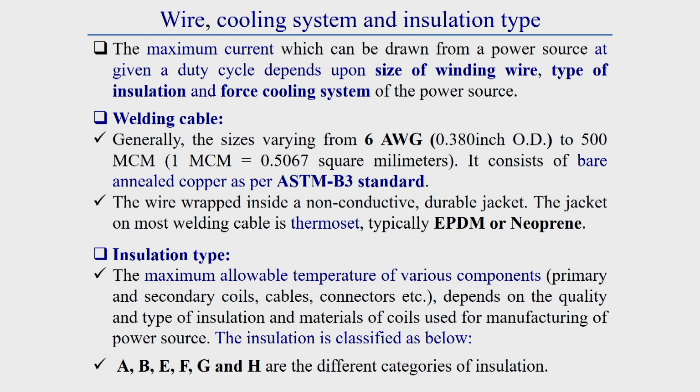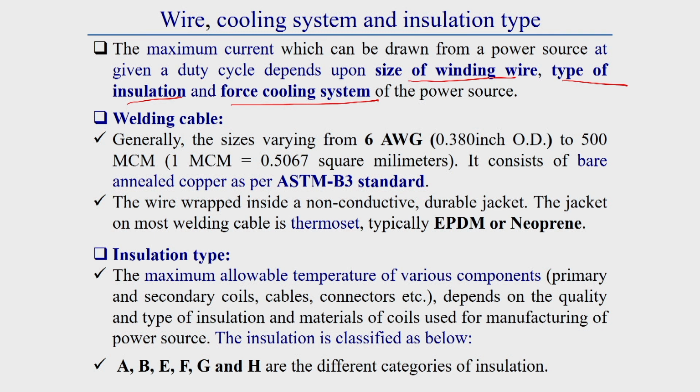Here, the maximum current which can be drawn from a power source at a given duty cycle depends on what? It depends on the size of the wire, the type of insulation, and the cooling system. We should always remember that in the case of a welding power supply, a forced cooling system is used.